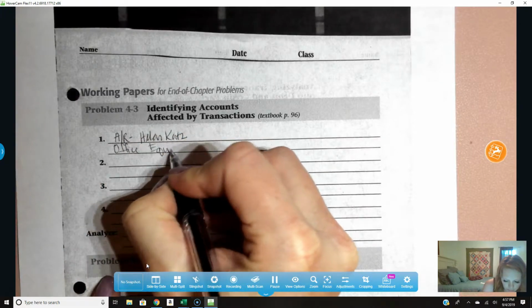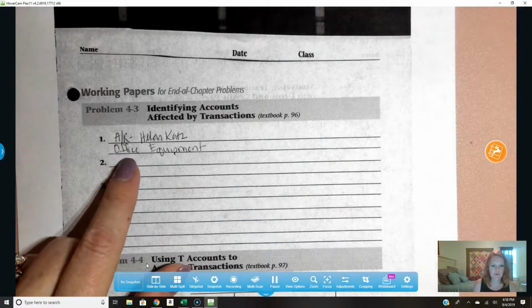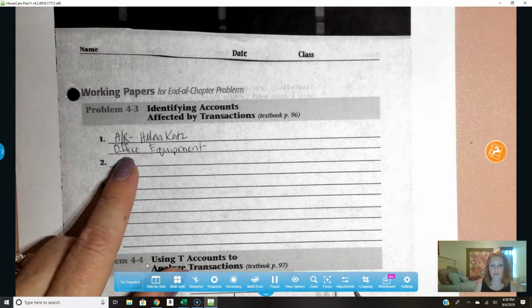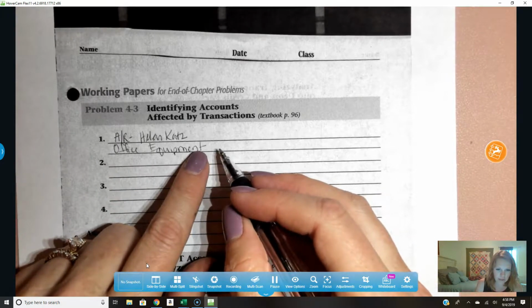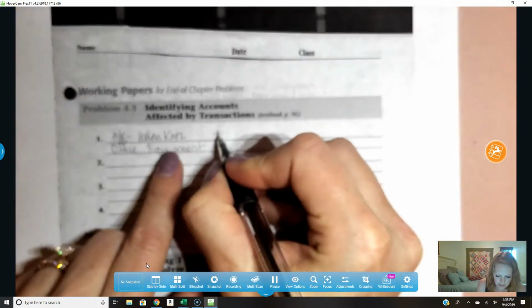Now, as we're going over our debit and credit rules, I always like to say if this is going to increase or decrease along with deciding if it's a debit or credit. So our office equipment, we sold that, so that's going to decrease. She owes us more money, so that's going to increase.